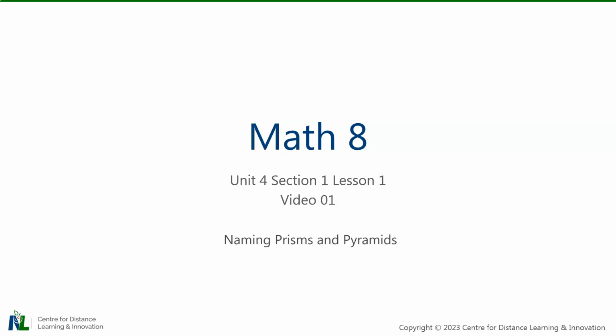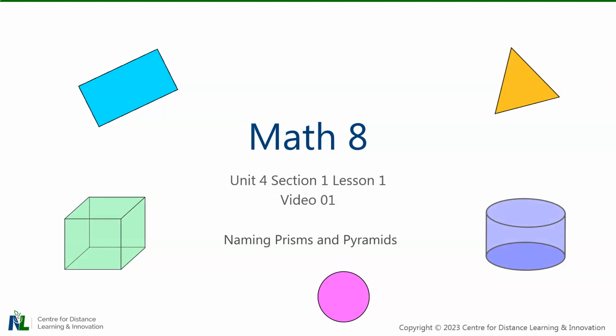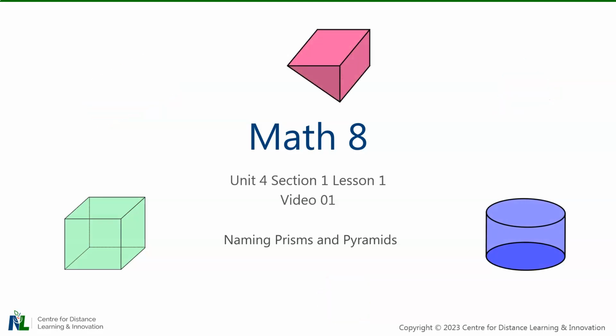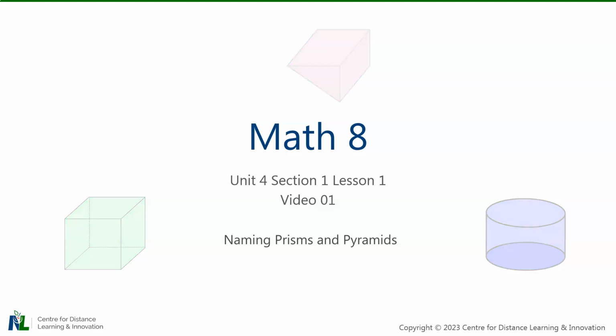Welcome to Unit 4, Measuring Prisms and Cylinders. In this unit, we will make connections between the area of two-dimensional shapes and the surface area of 3D objects, and we will explore the amount of space enclosed within these objects to determine volume. In this lesson, we will focus on naming prisms and pyramids. So let's begin.